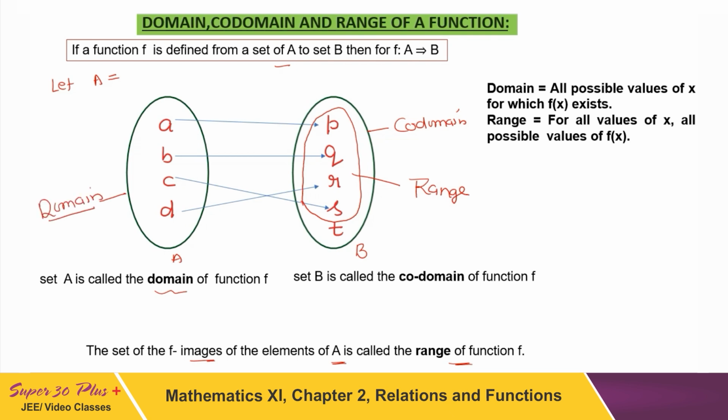One more concept regarding domain and range is here. Domain: all possible values of x for which f(x) exists. What is the meaning of this? Let f(x) equal x plus 2. Then all the values of x for which f(x) exists are called the domain. And what is the range? The range is the value of f(x) at the points of the domain, or you can say at the possible points of input. Then we can understand what the domain and the range are.